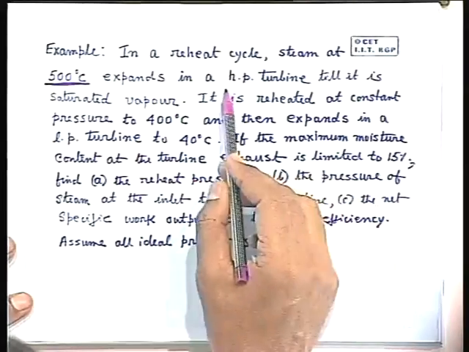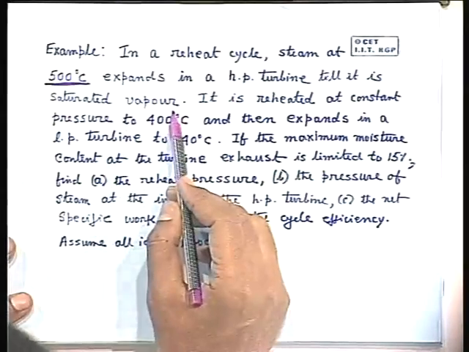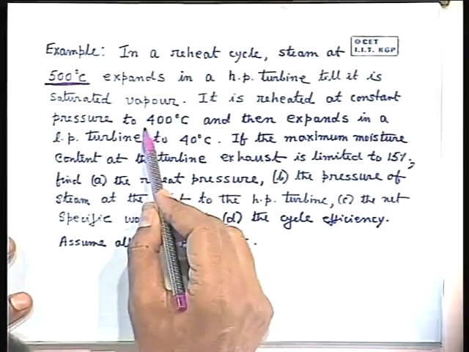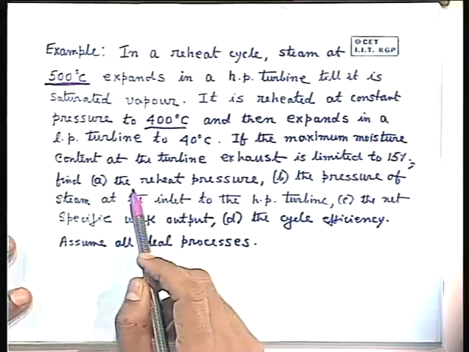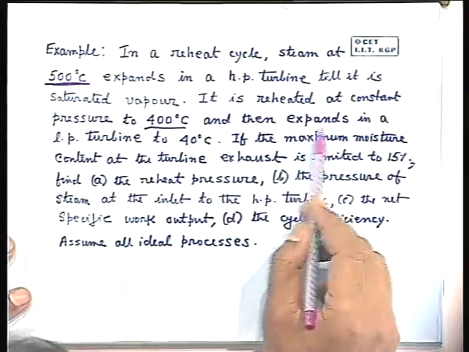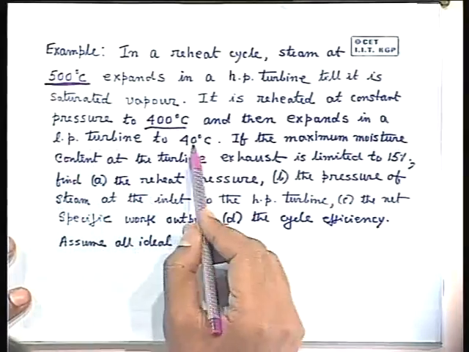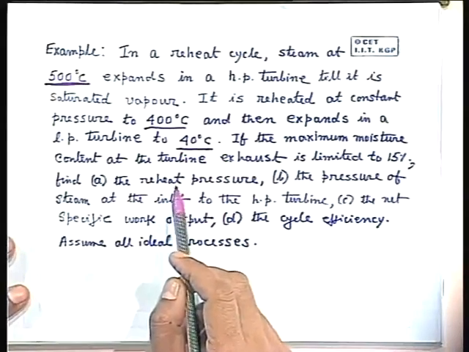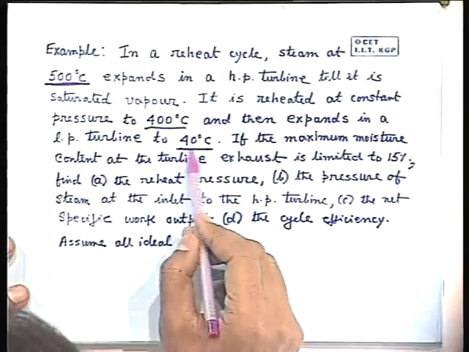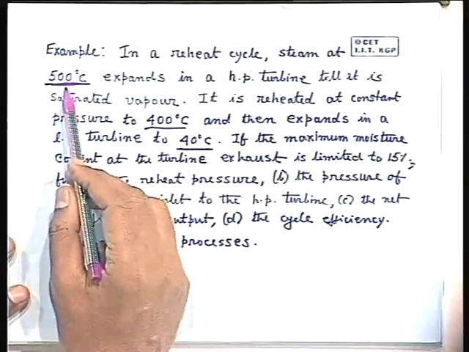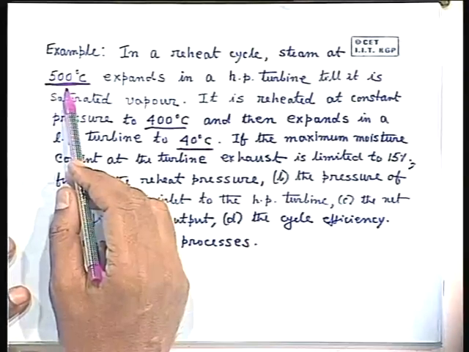That means it is expanded in an HP turbine till it is saturated vapor. It is reheated at constant pressure to 400 degrees Celsius and then expands in an LP turbine to 40 degrees Celsius. This is the temperature of the condenser. That means the condenser pressure is the saturation pressure corresponding to this. Boiler pressure we don't know, there may be superheated steam, so boiler pressure we don't know.